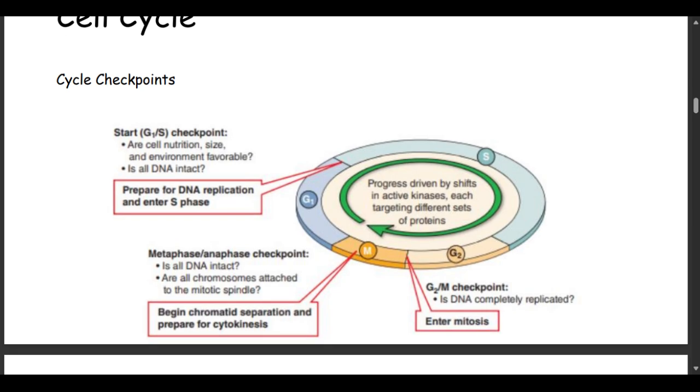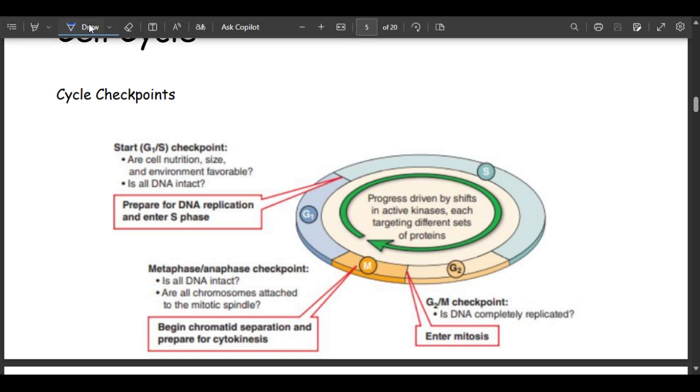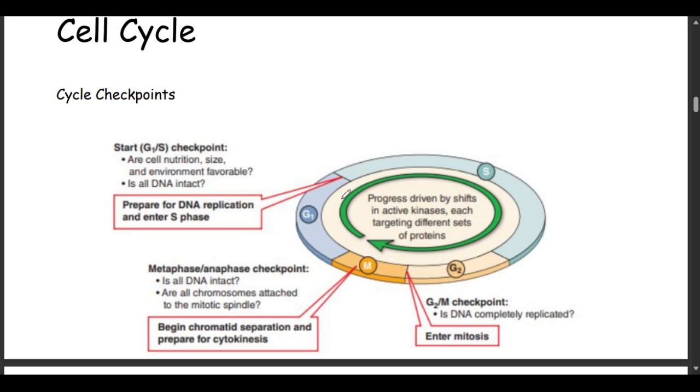All right. So cell cycle checkpoints. In these cell cycles, you're going to find that there are checkpoints to make sure that things are going properly. Okay, so the first one will be the G1 and S phase checkpoint. Here we are checking if the cells have proper nutrition and if all of the DNA is intact. Because after that, you're going to DNA replication.